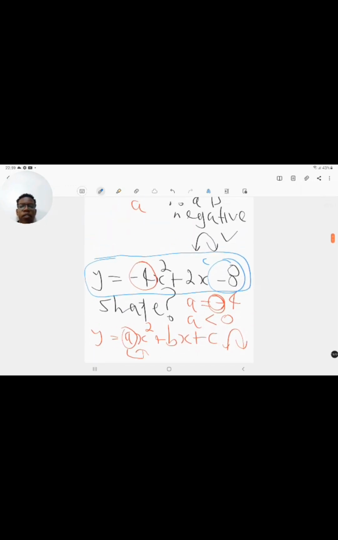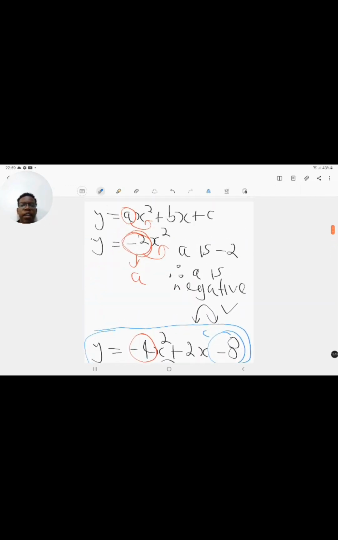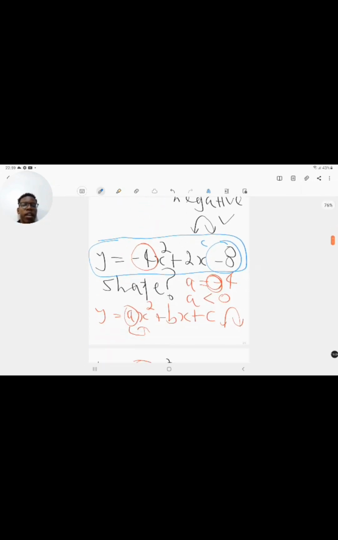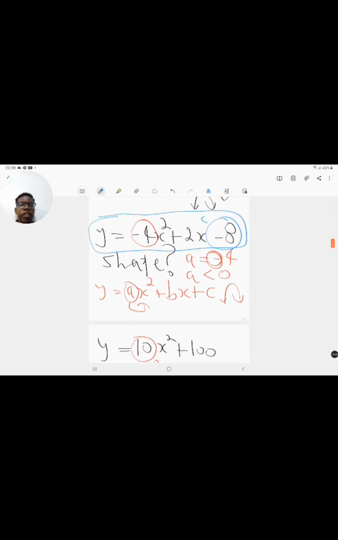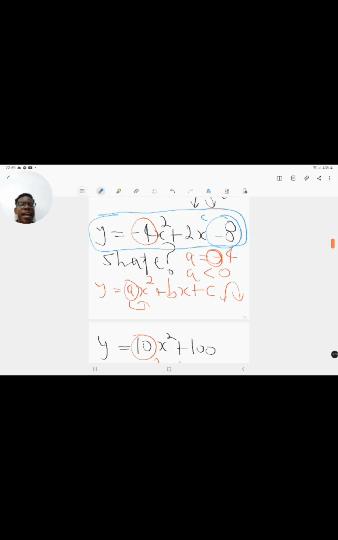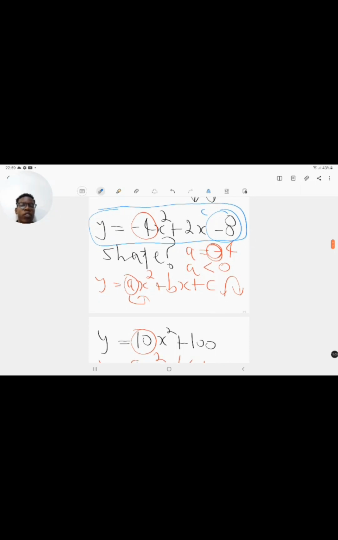So if you look at the standard form, C is the number that stands on its own. It does not have an x, right? Any number in your quadratic function or your parabolic function that is not tied to an x is your C, right? And you must also pay attention to the sign. C in this case is minus 8, not just 8. You pay attention to the sign.